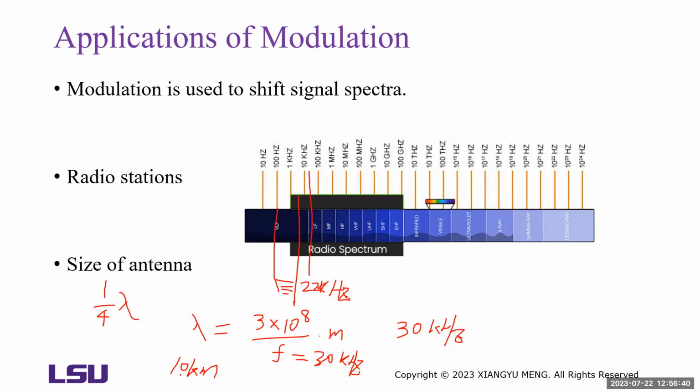Therefore, for a music or speech signal to be transmitted with a reasonable size antenna, one must increase the frequency present in the signal. Amplitude modulation provides an efficient way to shift acoustic or speech signals to a desired frequency.